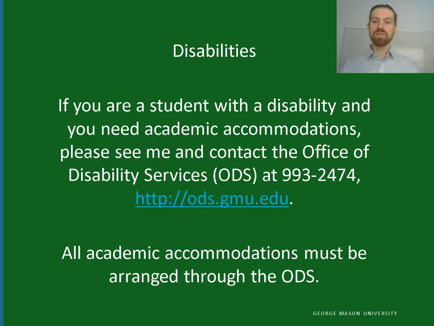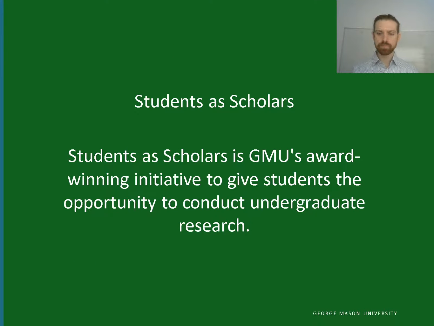Disabilities, if you're a student and you've got a disability and you need academic accommodations, I'm sure you're already fully aware of this, but you should reach out to the Office of Disability Services. And then if you need an academic accommodation, then they should reach out to me, or you reach out to me with this, so that I'm aware of what those accommodations are. And it's dead easy for me to accommodate you, whatever those requirements are. Just make sure that it's coordinated through the ODS, okay?